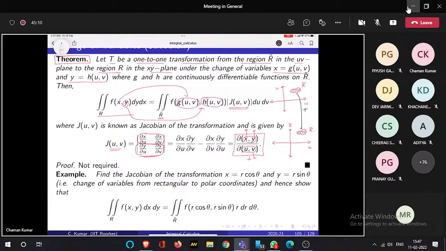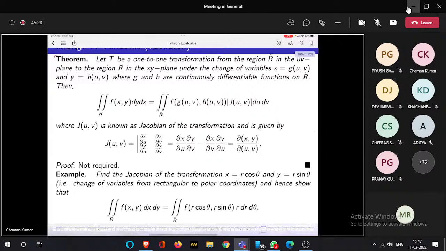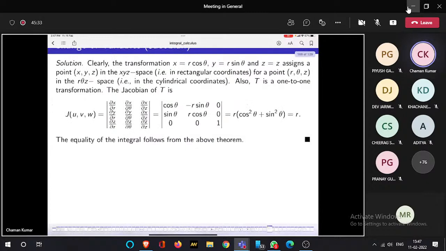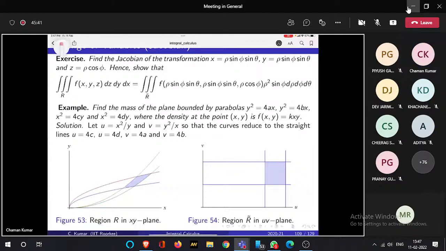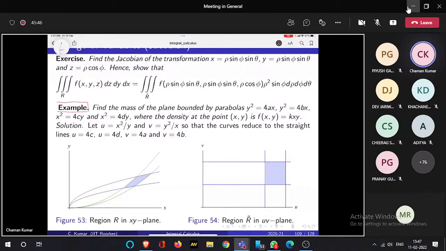All right. Proof is not required, but at an intuitive level you can understand this transformation. And this is well explained in the example. I'll go to this example, which is three-dimensional. I will go to this example first, and then I'll return back so that you know what is going on at an intuitive level.